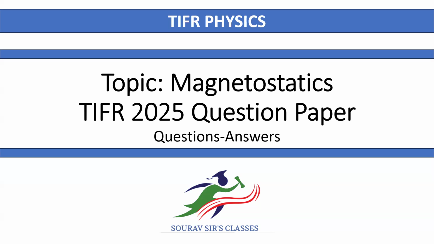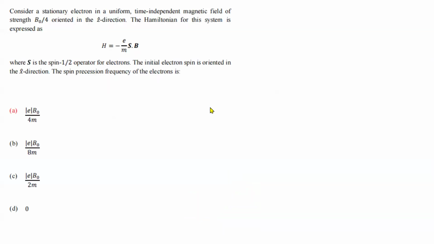Let us solve one problem from the magnetostatics section of the TIFR 2025 question paper. The problem states: consider a stationary electron in a uniform time-independent magnetic field of strength V0 by 4, oriented in the z direction.